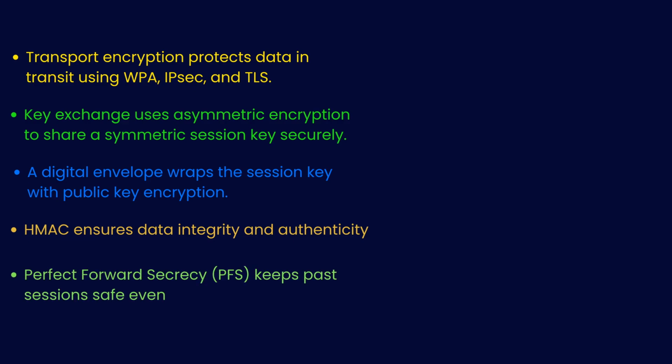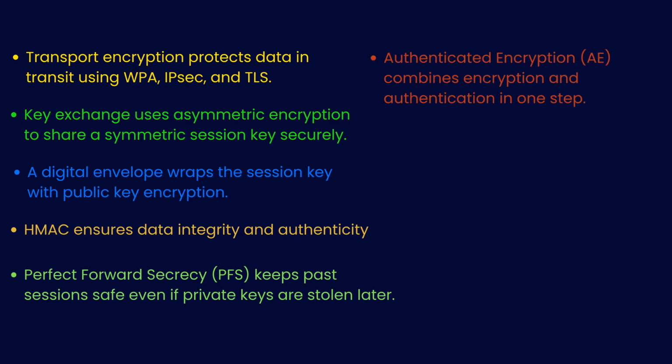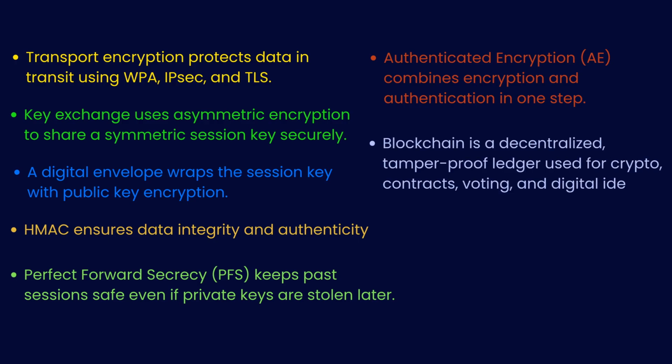HMAC ensures data integrity and authenticity. Perfect forward secrecy, PFS, keeps past sessions safe even if private keys are stolen later. Authenticated encryption combines encryption and authentication in one step. And lastly, we learned that blockchain is a decentralized tamper-proof ledger used for crypto, contracts, voting, and digital identity.